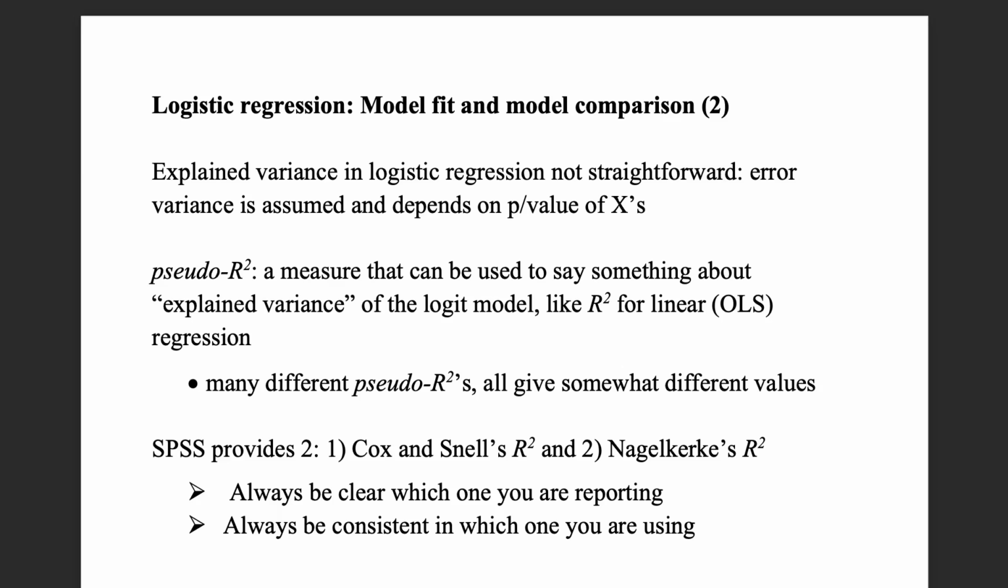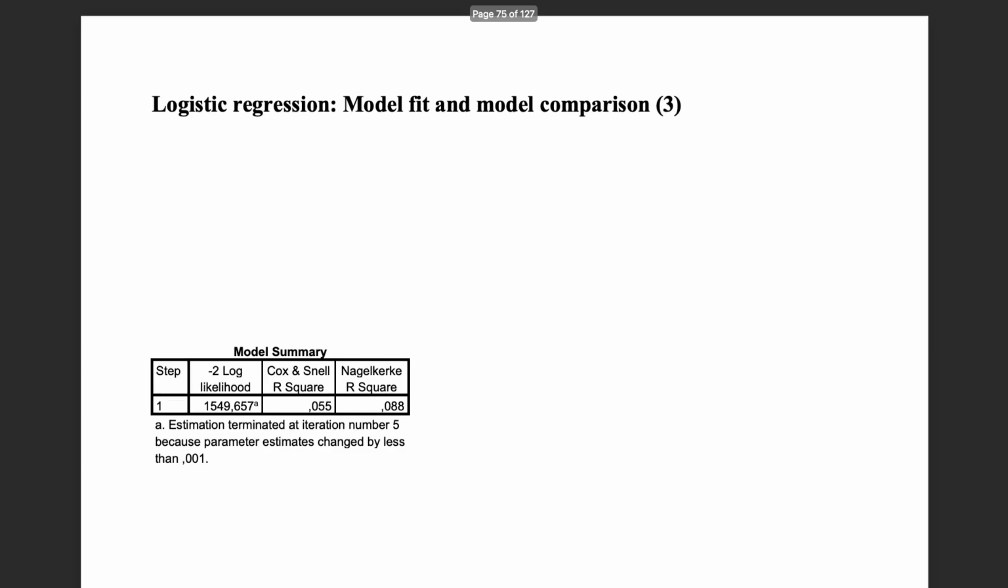So try to be consistent and try to be clear so that at least your reader knows which one you are using, and that we can at least to some extent compare the values that you get for the R-square. So that's explained variance in a logistic regression model. Not straightforward, but we can say something about that.